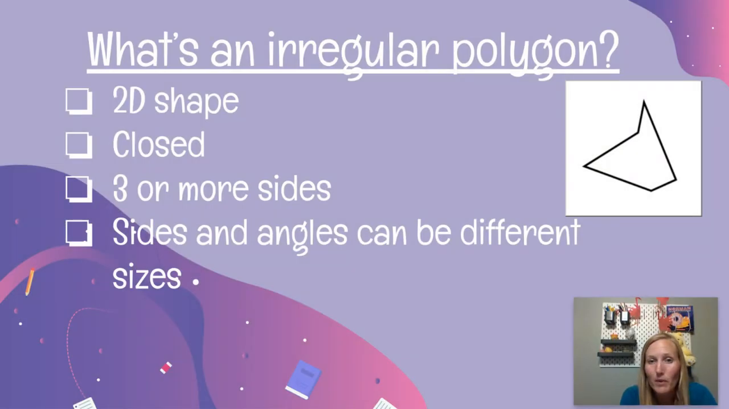Moving on to what an irregular polygon is. An irregular polygon means that it's a 2D shape. It's closed, 3 or more sides, but here's the big difference, guys. The sides and the angles can be different sizes. They can go inward, they can go outward. It can look kind of funky, right? This is a 1, 2, 3, 4, 5, a pentagon, but look how crazy it looks. So we know that it's an irregular polygon, okay? Still, those sides are straight, but those angles are really just all different sizes, okay? The sides have different lengths as well.